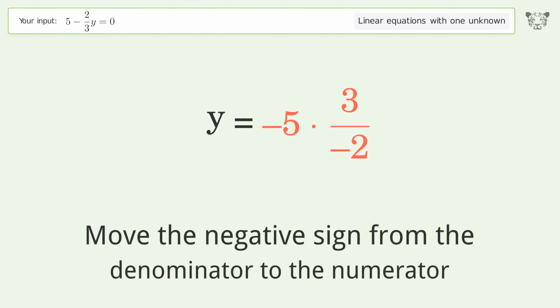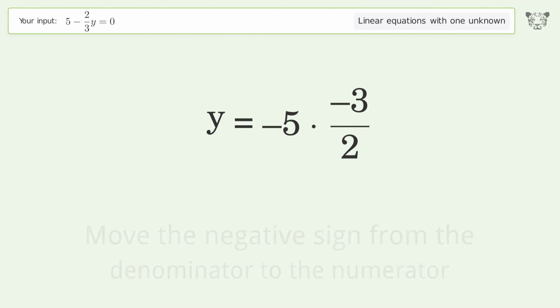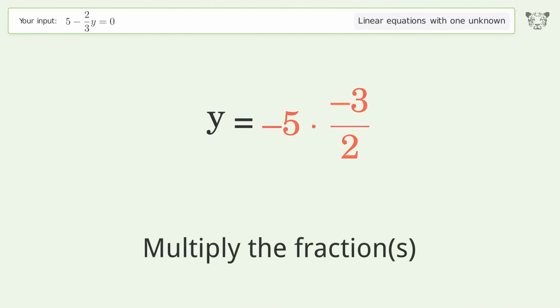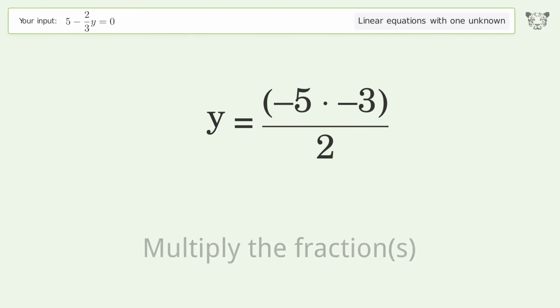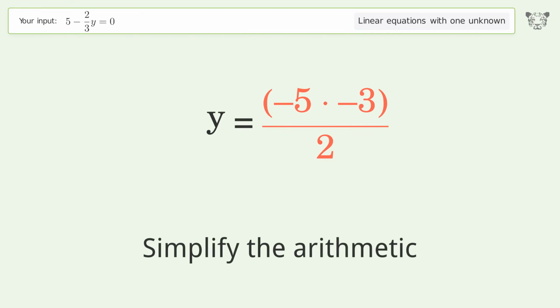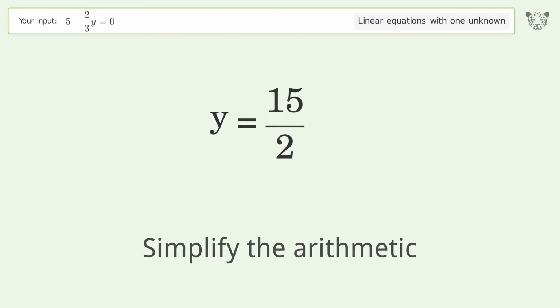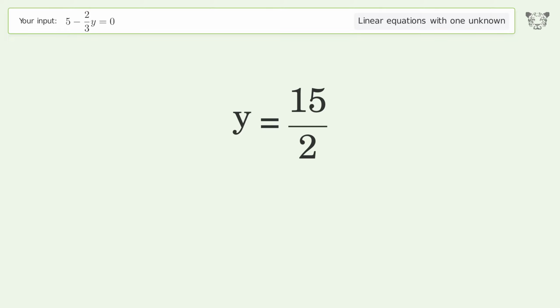Move the negative sign from the denominator to the numerator. Multiply the fractions. Simplify the arithmetic. And so the final result is y equals 15/2.